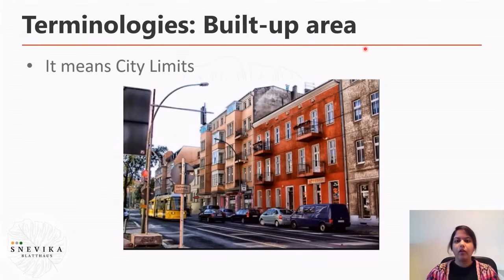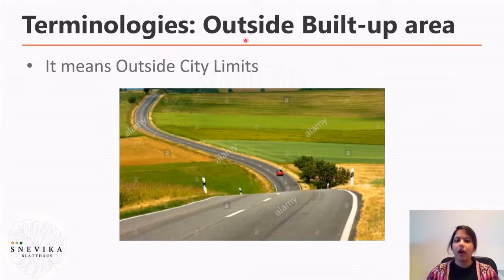Built up area. As soon as you hear this word built up area, you should imagine something like this. It means the city limit. It is actually the city. City is nothing but built up area. Outside built up area is outside the city limits. This is something like a country road where there will be traffic flowing from both the directions. That is nothing but outside built up area.